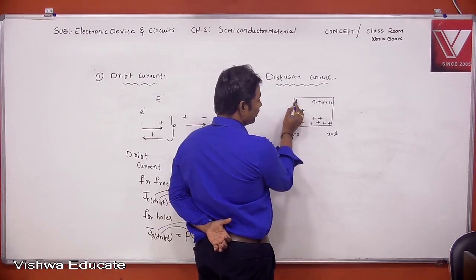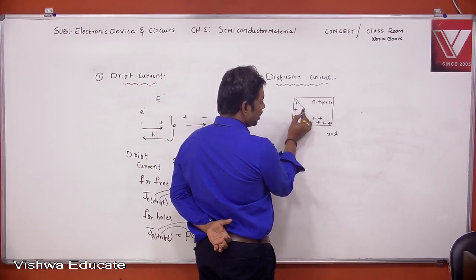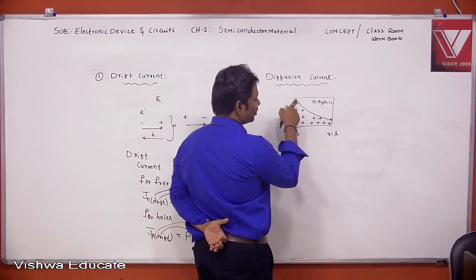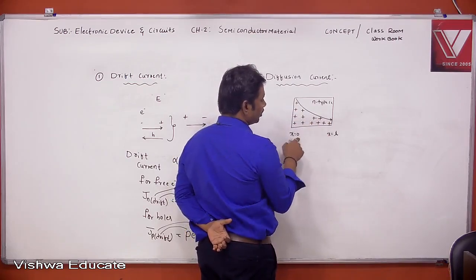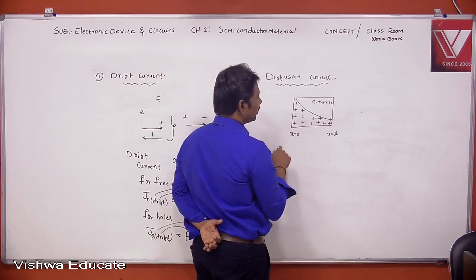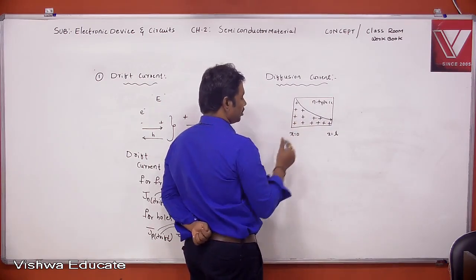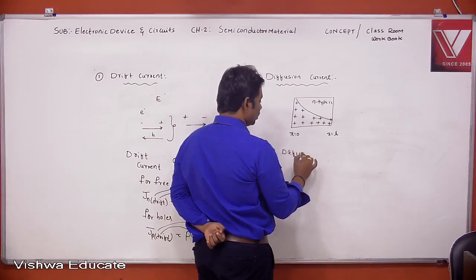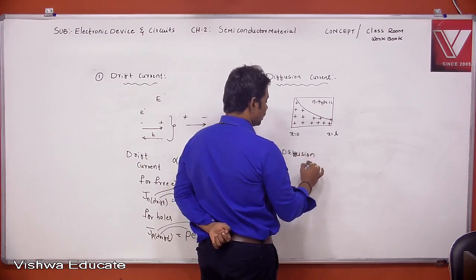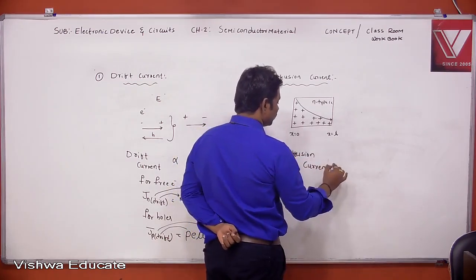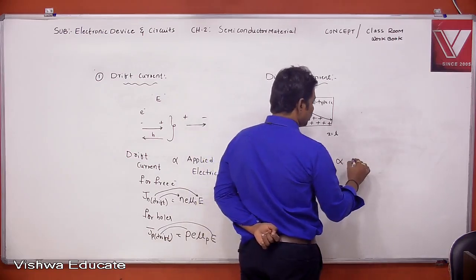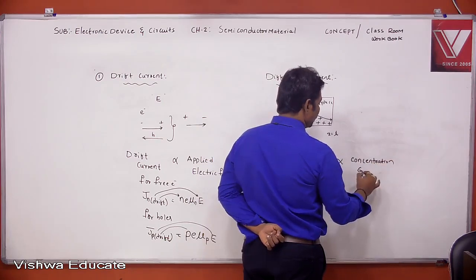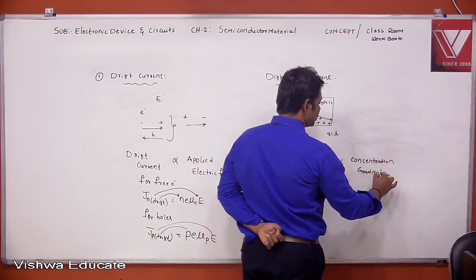Due to this concentration difference or concentration gradient, what happens? The charge carriers are moving from high concentration to low concentration, and this current is called diffusion current. That means the diffusion current depends on concentration gradient. Gradient means change.